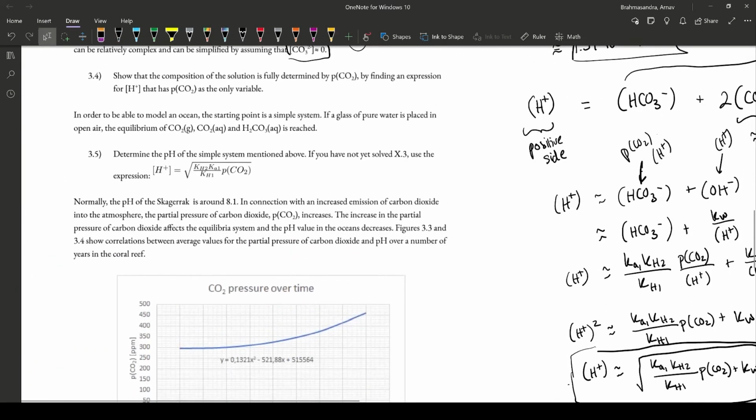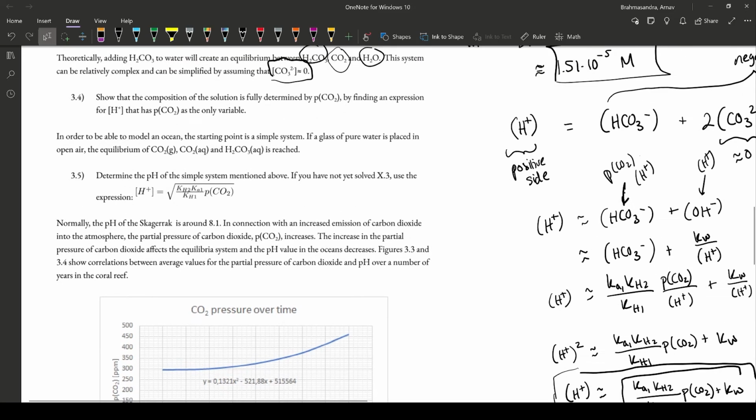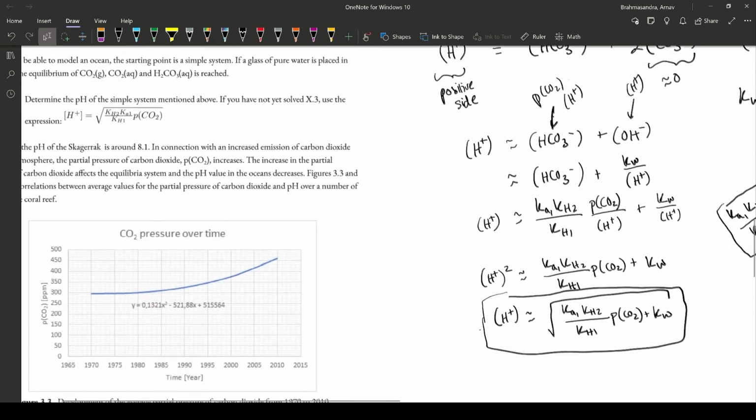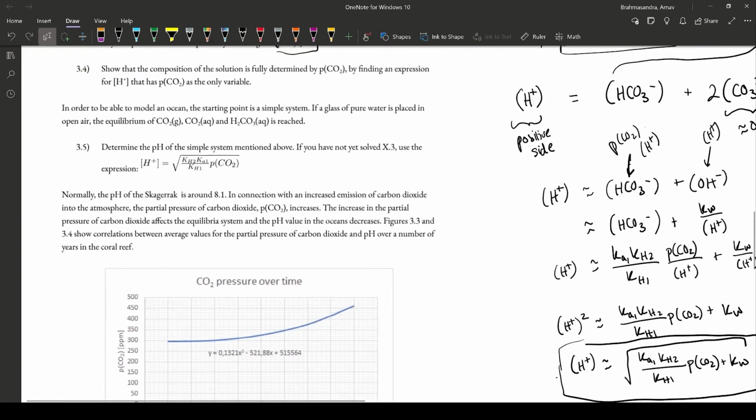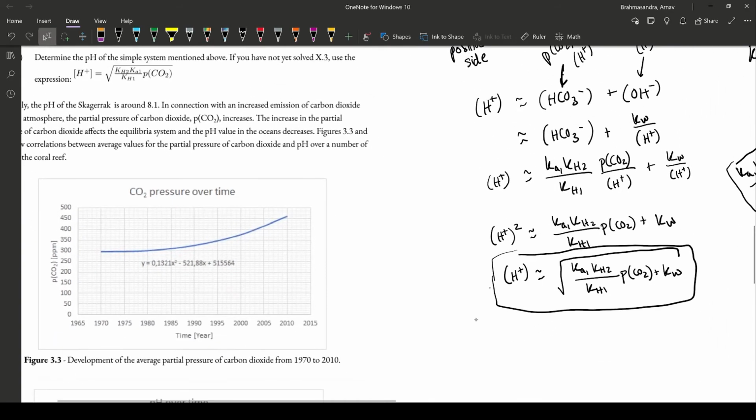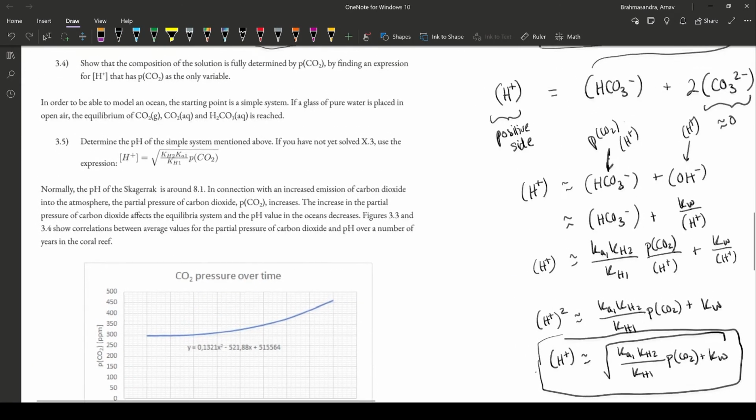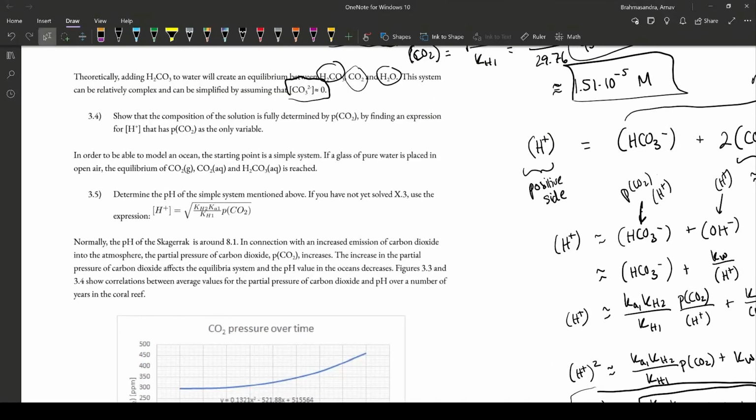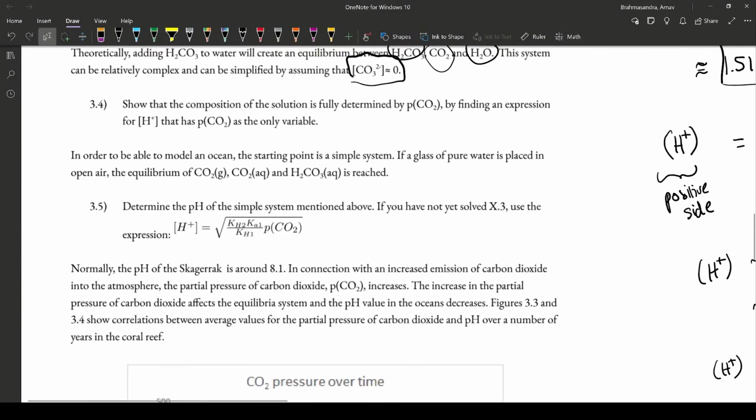Determine the pH of the simple system mentioned above. If you had not yet solved x.3, or use the expression H plus. Okay, so I think that's referring to if you had not solved this as of yet. If you didn't get an answer for this, then you can use that equation. So let's determine the pH. How do we do this?